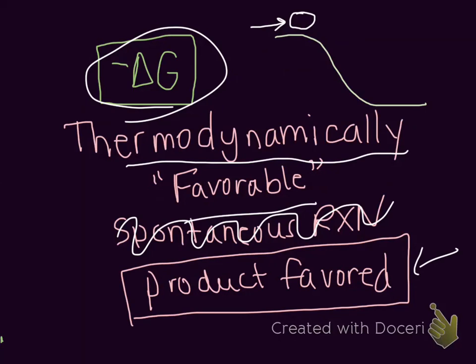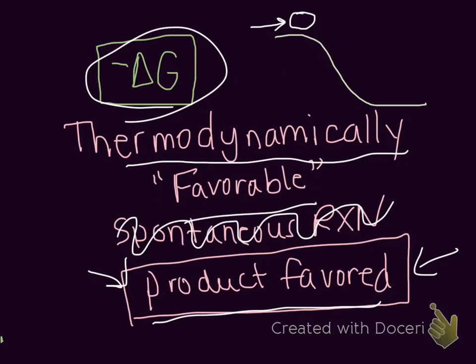You'll also see, and this is very common, that it's a product favored reaction. We don't always mean product favored as in equilibrium. For example, a combustion reaction is not at equilibrium. We say it's product favored because once you get that reaction going, it's going to be driven to the products. So you're going to form all of your products.